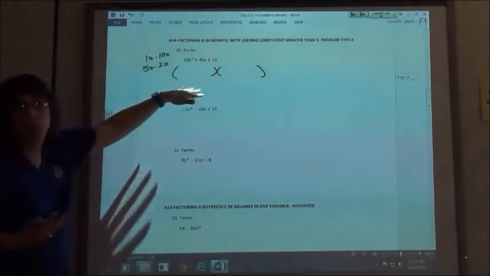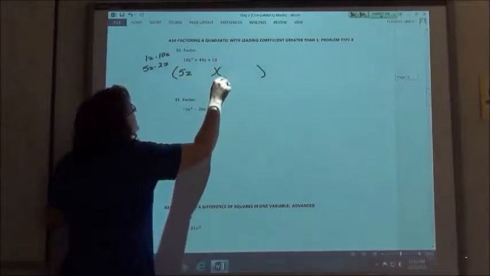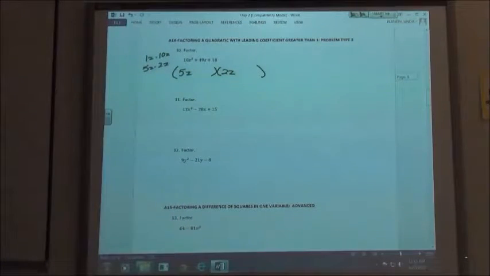Sometimes I'll even write down the 2 sets of parentheses and do both of them. So I'm going to try the 5z and the 2z. If that doesn't work, I've got to change it to the 1 and the 10 and try that.